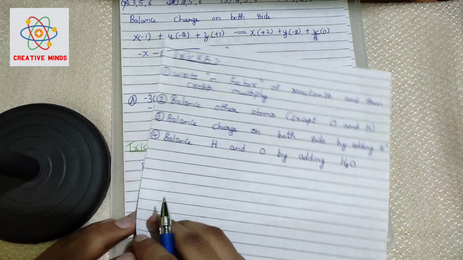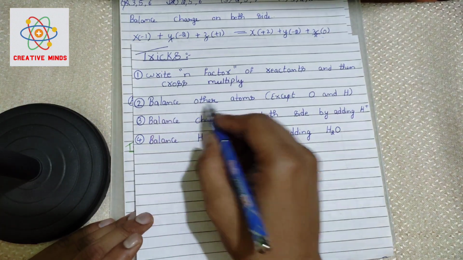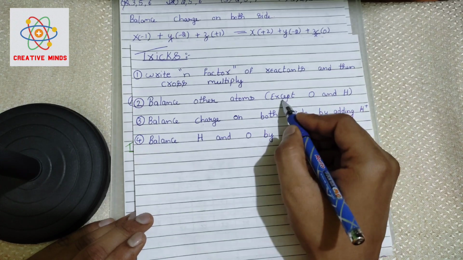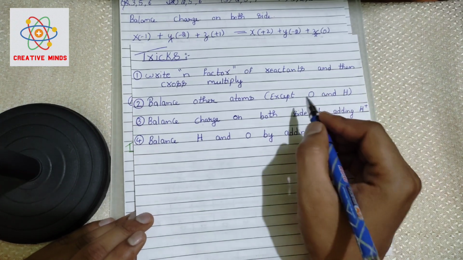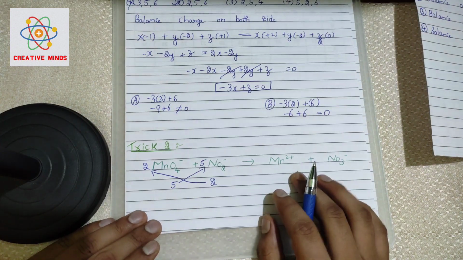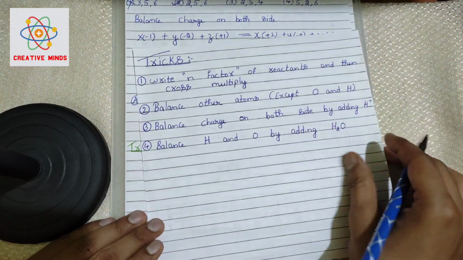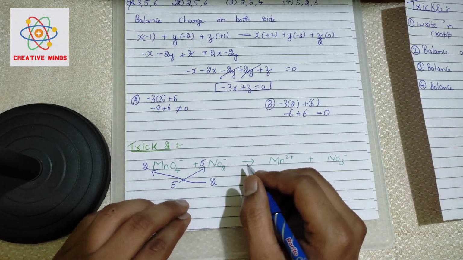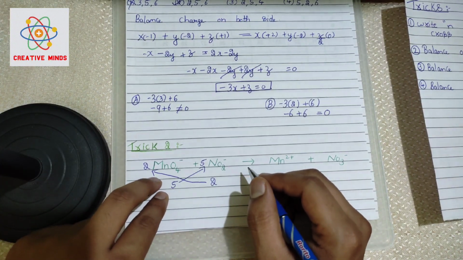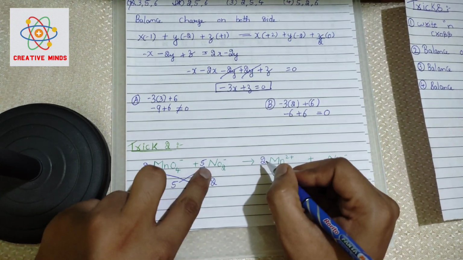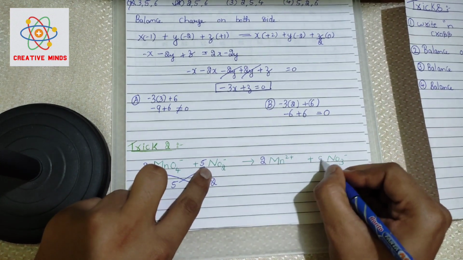What is the next step? Balance other atoms, except oxygen and hydrogen, because we will be dealing with oxygen and hydrogen at the last step, as they are special. What I told: balance the other atoms. Now, how many manganese atoms do we have here? 2. So write 2 here. Here we have 5 nitrogen, so write 5 here.